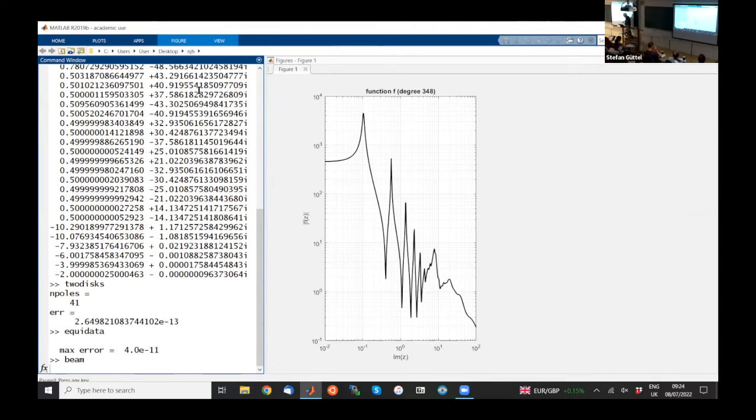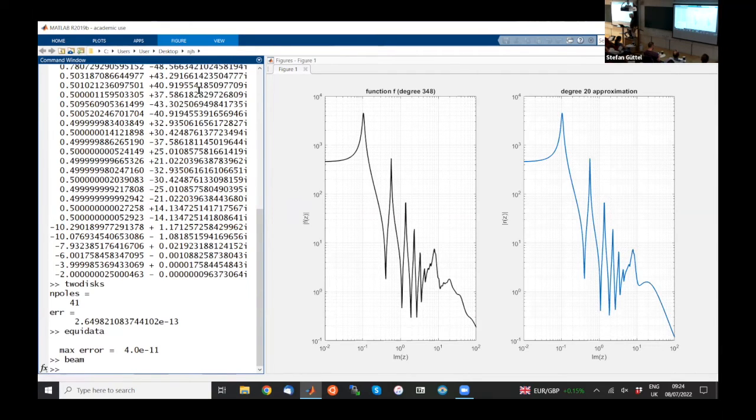Anyway, we're plotting the norm of the resolvent on the positive imaginary axis for a matrix of size 348. And then if you approximate it by a matrix of size 20, you get, obviously you've captured the important stuff, but there's a lot of 328 degrees of freedom down low.